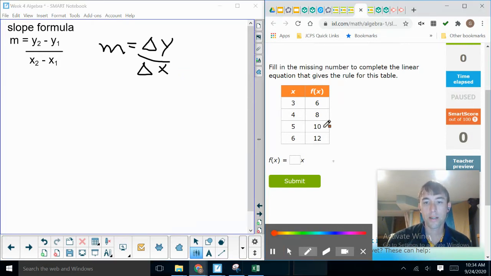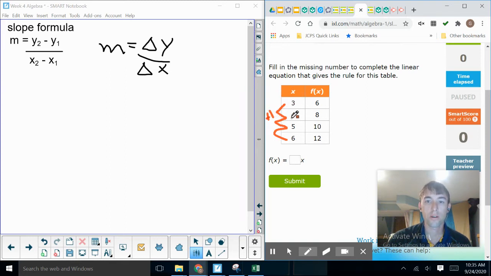All right, so looking at my table, I'm going to do this method. x, we can see, is changing plus 1. 3 plus 1 is 4, plus 1 is 5, plus 1 is 6. So my change in x is plus 1.